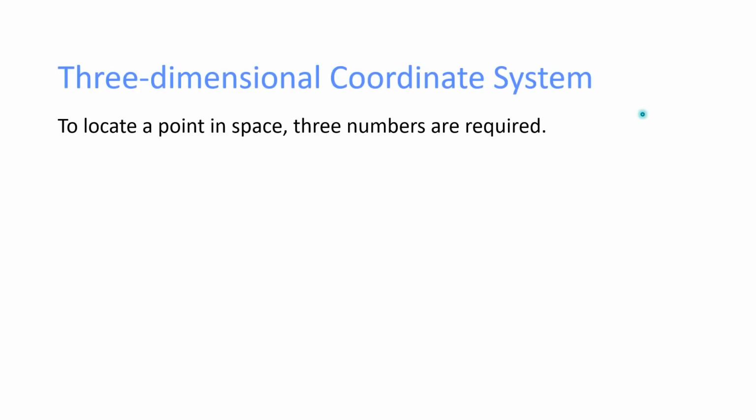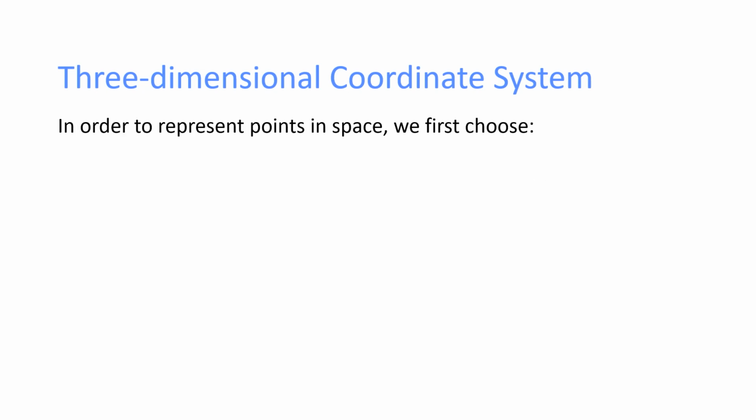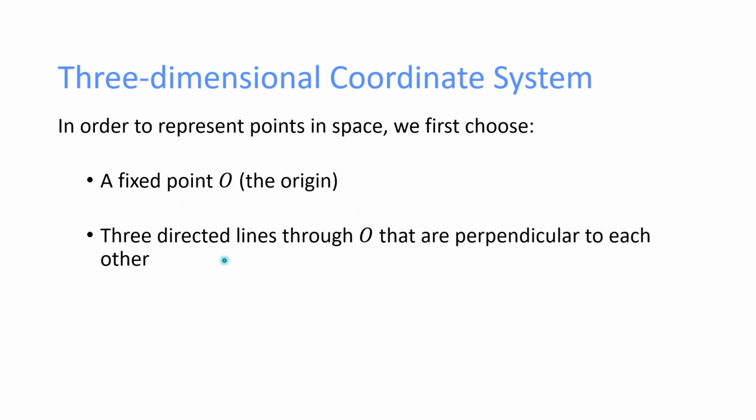Three-dimensional coordinate system. To locate a point in space, three numbers are required. We represent any point in space by an ordered triple, a, b, c, of real numbers. In order to represent points in space, we first choose a fixed point O, the origin, and three directed lines through O that are perpendicular to each other.